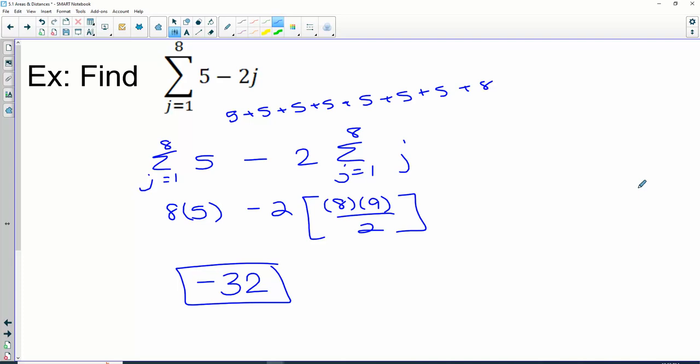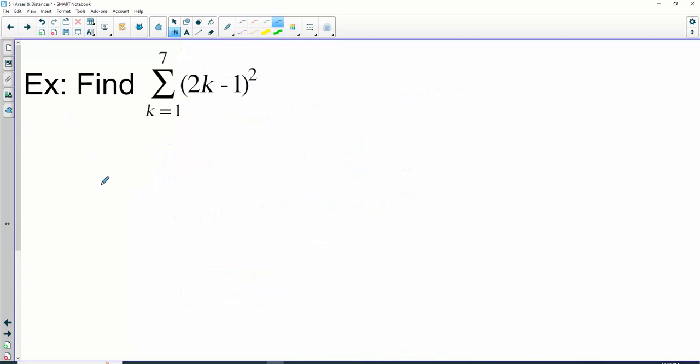Alright. Is that okay? I'm gonna do 3 more slides today. Alright, this one. My rule doesn't allow me to bring that inside a square. We don't have anything that says if it's squared, the sum can come inside. So what do you think we should do?